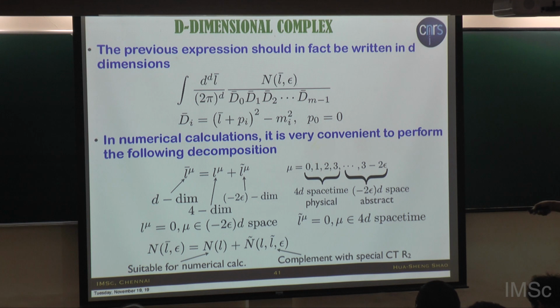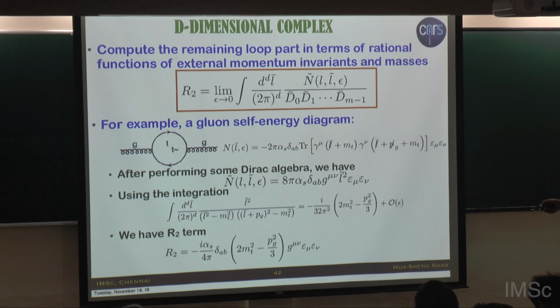Then my numerator can be decomposed into a part depending only on the four-dimensional loop momentum, with no epsilon dependence anymore, and the remaining part, n tilde, is just the subtraction of these two, okay? And this is very convenient for numerical implementations. And it is lucky because this remaining part only gives rational terms, and this has been supplemented with a special rational term R2, okay? So the R2 terms we need to calculate.